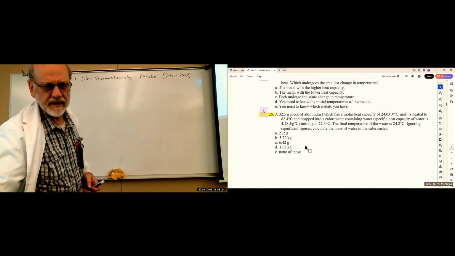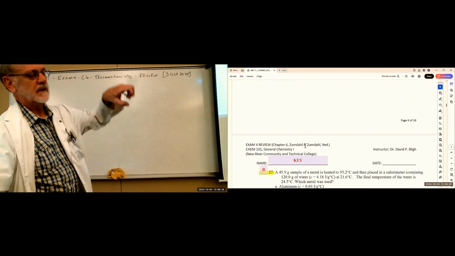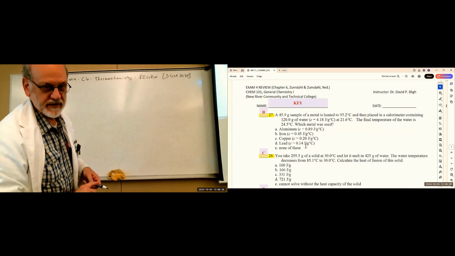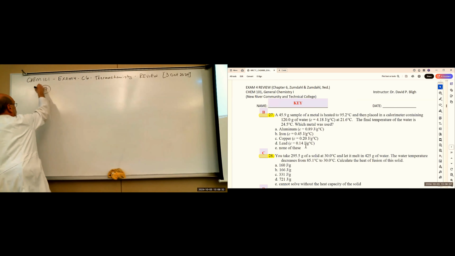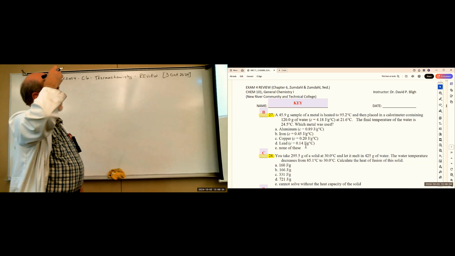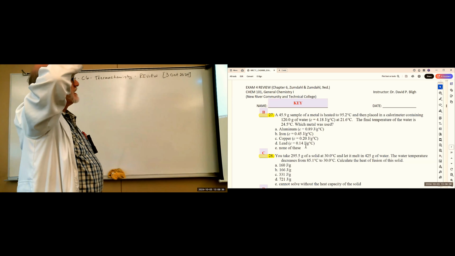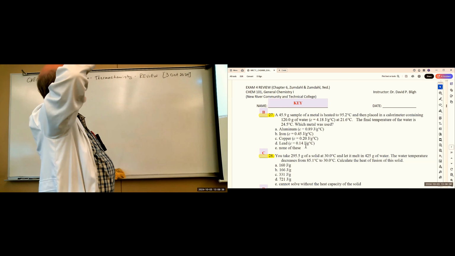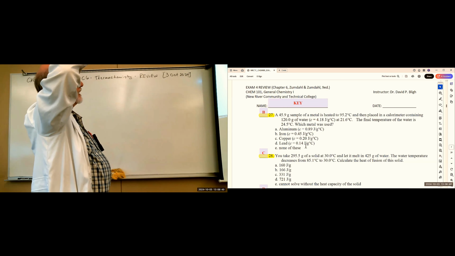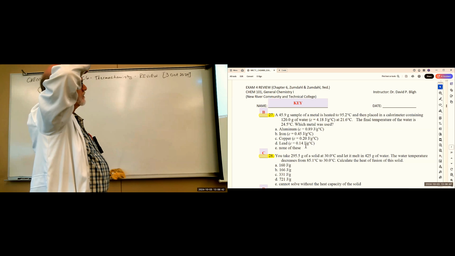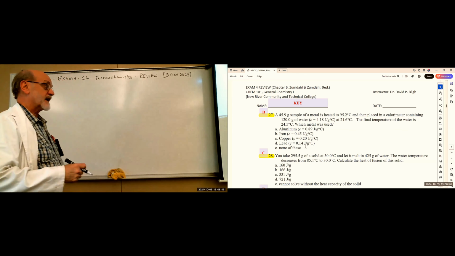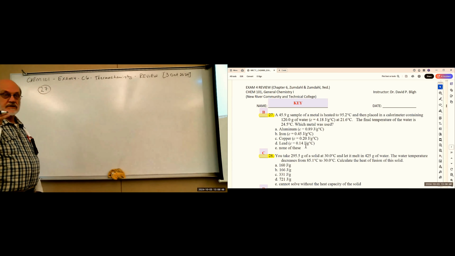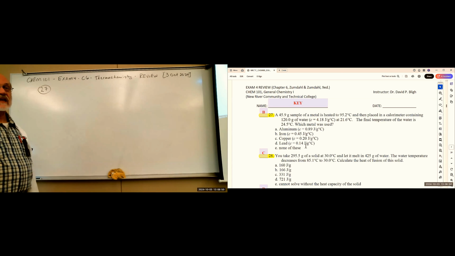Okay, next one. How we doing? Okay, 27. A 45.9 gram sample of metal is heated to 95.2 and then placed in a calorimeter containing 120 grams water. Final temperature of the water is 24.5. What metal is used? So in this case, we're comparing the determined specific heat for the metal.